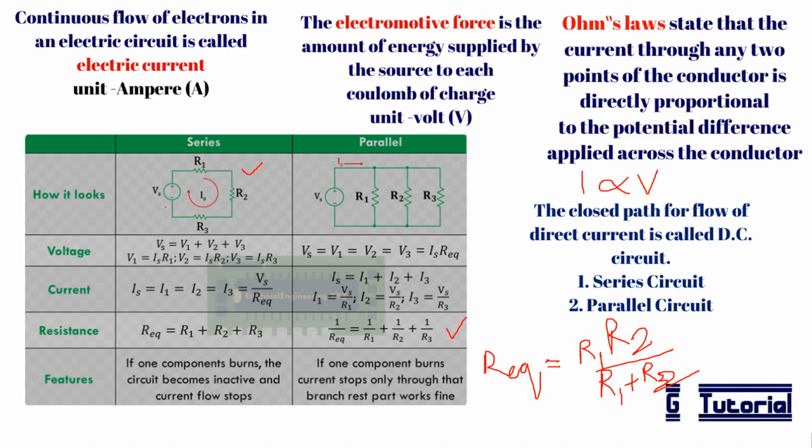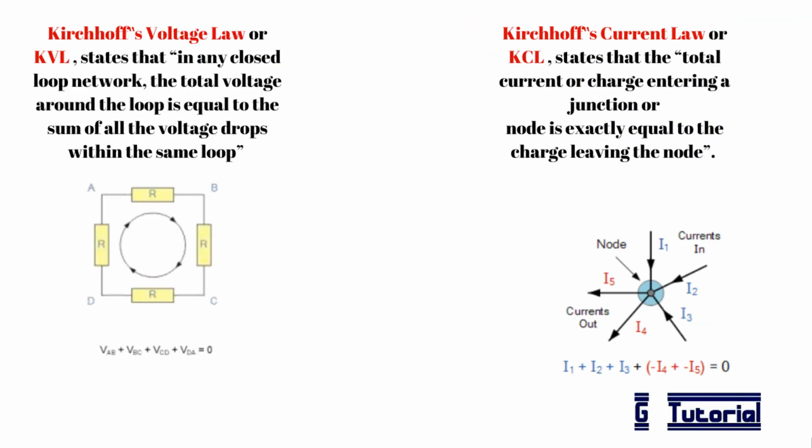Okay, suppose there are only two resistances in series, then the sum of series resistance will be the sum of the individual resistances, that is R1 plus R2. But in case of a parallel circuit, R equivalent is equal to R1 R2 by R1 plus R2. Now we can see two laws governing the DC circuits, that is Kirchhoff's voltage law and Kirchhoff's current law.